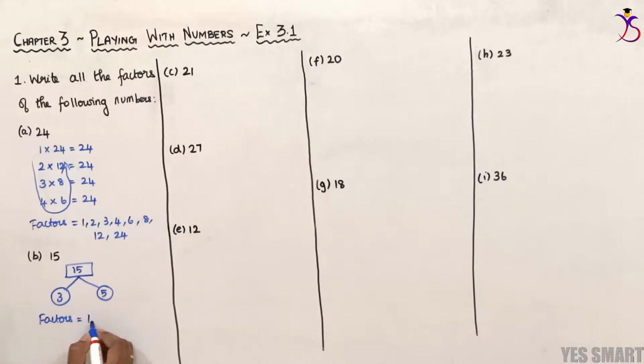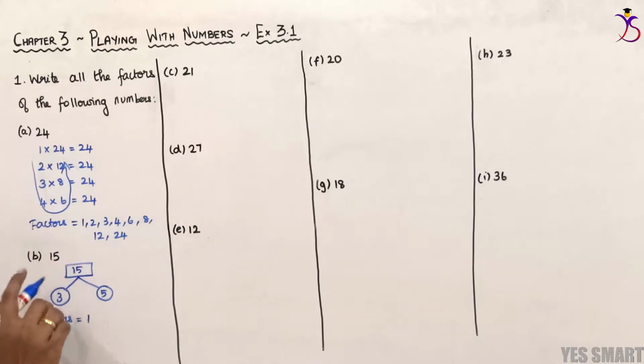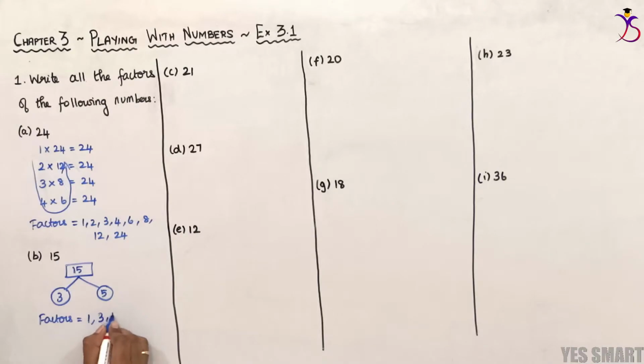Now let's write the factors. Factors equal 1. For every number, 1 is a factor. It is already known that 1 is a factor of every number. Therefore factors equal 1, then the branches of the tree 3, 5, and the top of the tree 15. So these are the factors of 15, and we have solved it by the factor tree method.